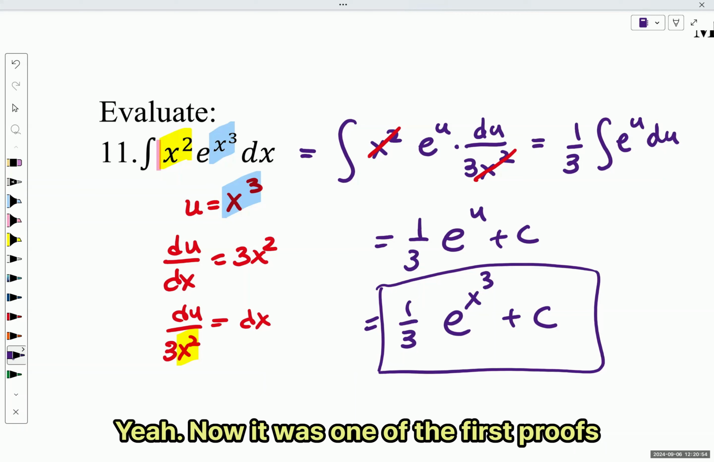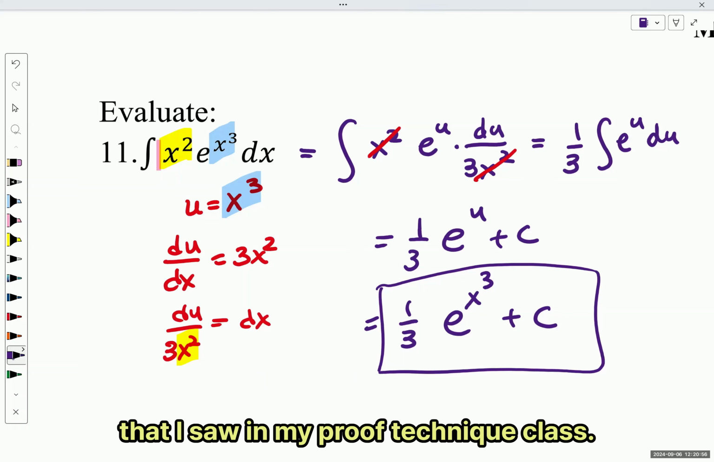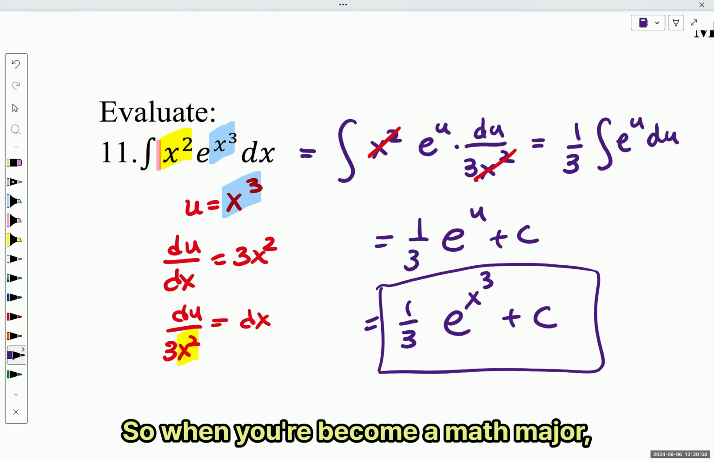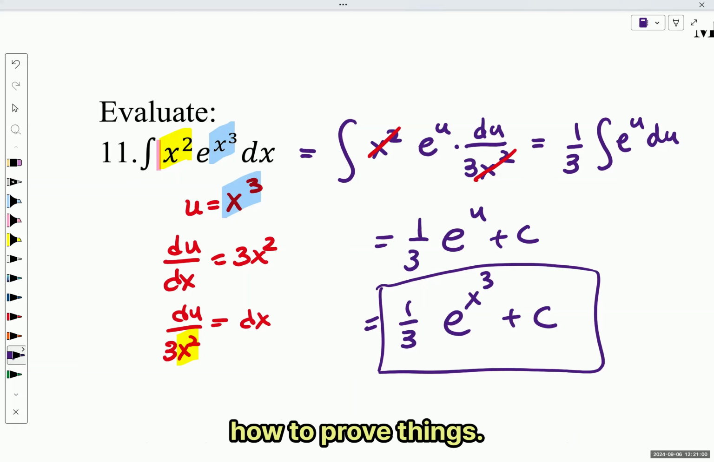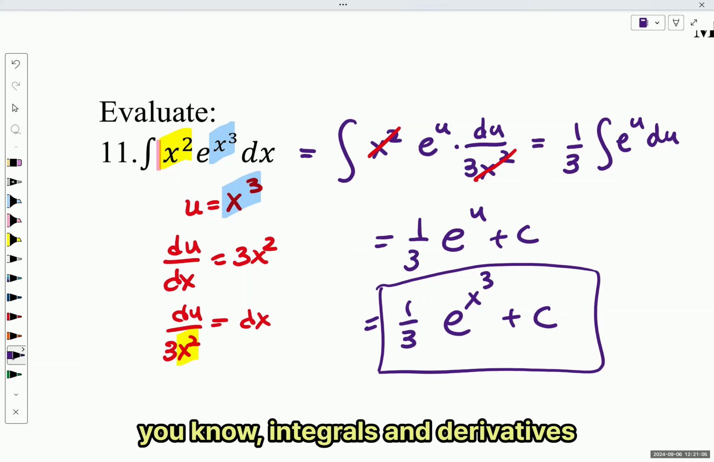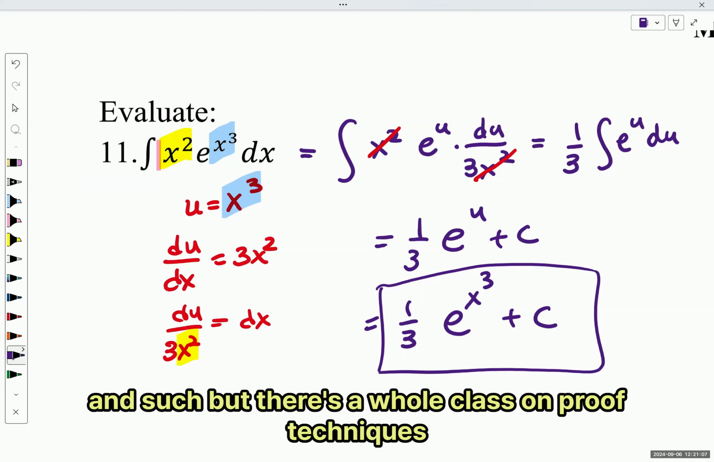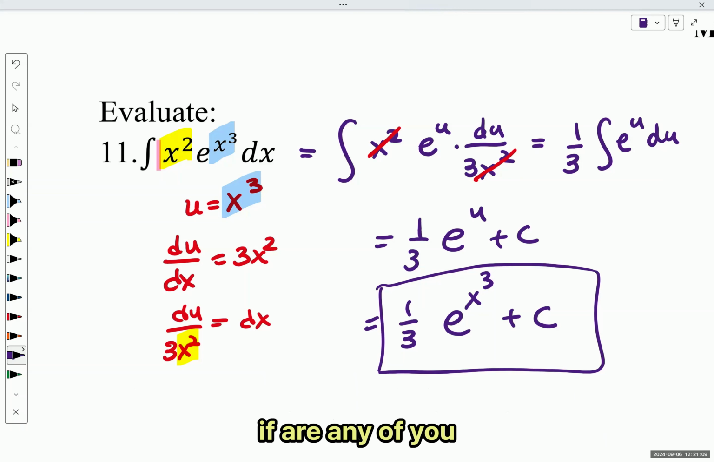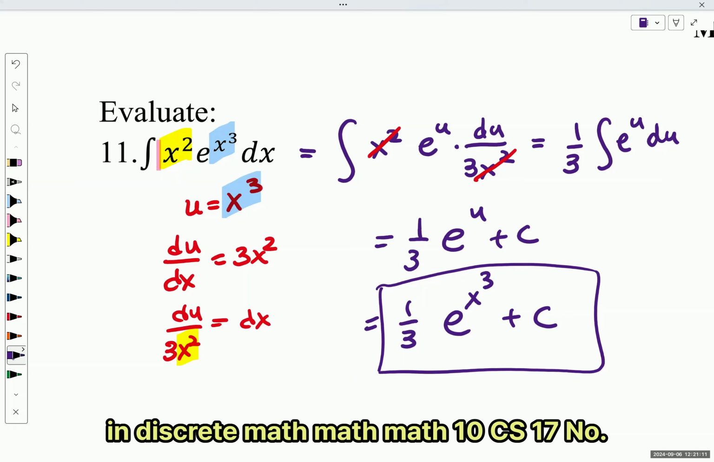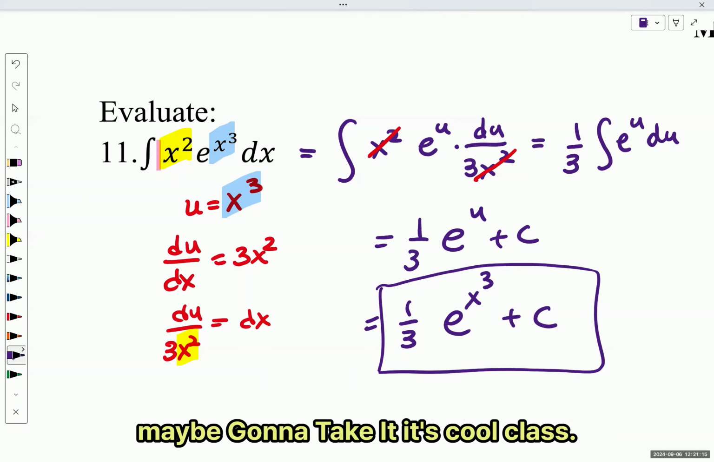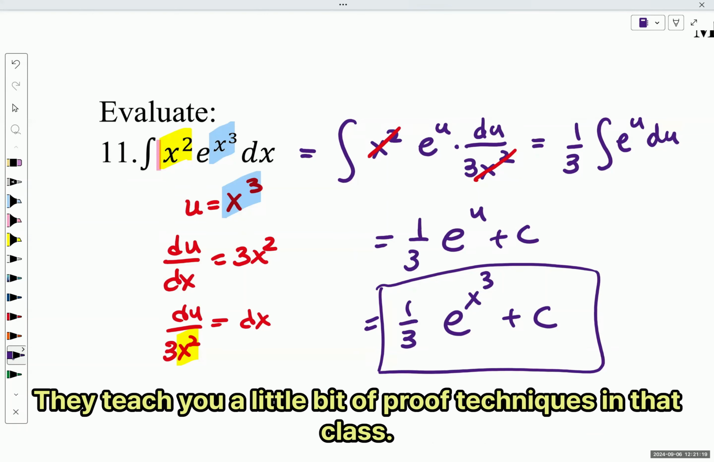Now, it was one of the first proofs that I saw in my proof technique class. So when you become a math major, you have to learn how to prove things. It's kind of like deriving, integrals and derivatives and such. But there's a whole class on proof techniques. Are any of you in discrete math? Math 10, CS 17? Nope. Maybe going to take it? It's a cool class.